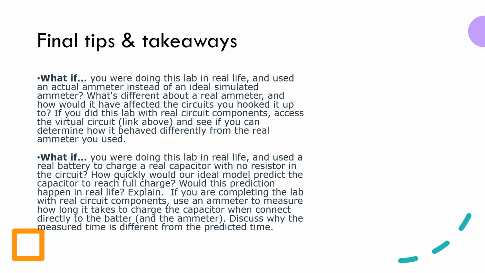So what if we had used an actual ammeter instead of an ideal simulated ammeter? That would actually have caused possible errors. For example, moving your ammeter probes just slightly in any direction can change values, while an ideal simulated ammeter would most likely get the correct values every time.